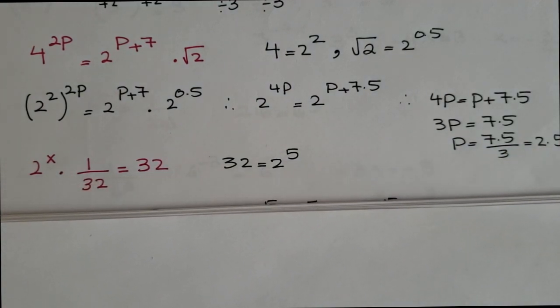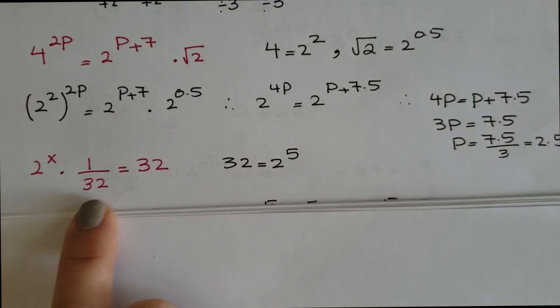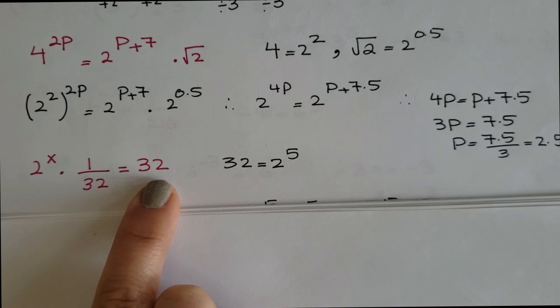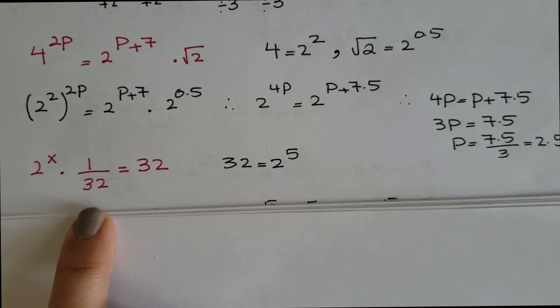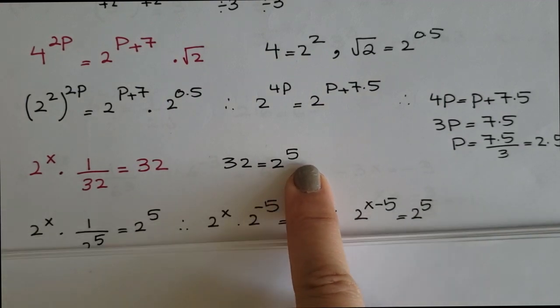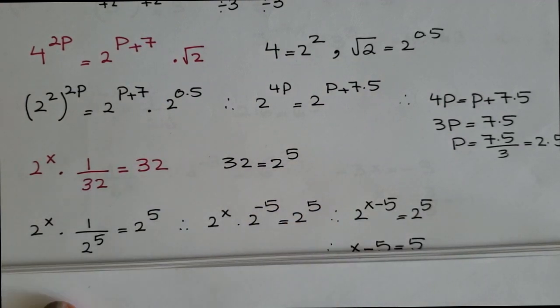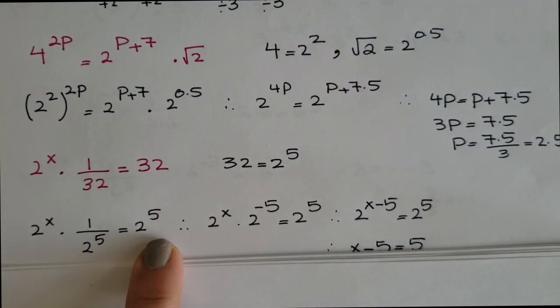Now let's do another example. 2 to the power x multiplied by a fraction equals 32. Okay, so again, the same scenario, the bases are not the same. And even this one is a fraction, where the big number is in the denominator. What I know is 32 is 2 to the power 5. So at least I can have all the bases the same. So I just substitute 32 with 2 to the power 5.